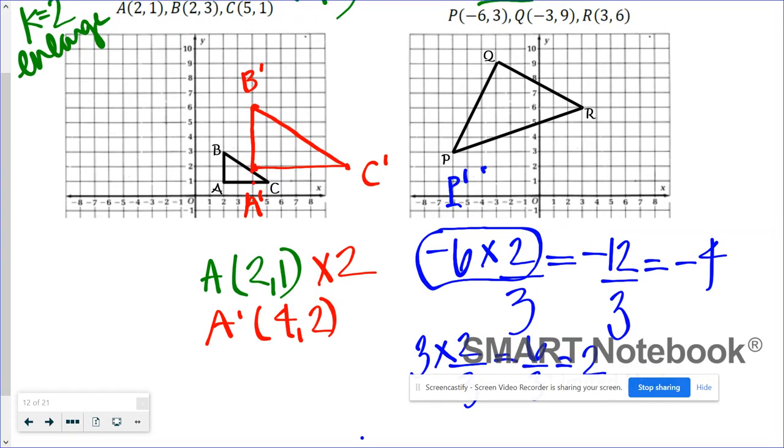And then I would just repeat for the other two, okay? So Q, like -3 would become -2, and 9 would become 6. So Q prime will be here, and then repeat with R. 3 times 2/3 is 2. 6 times 2/3 is 4.